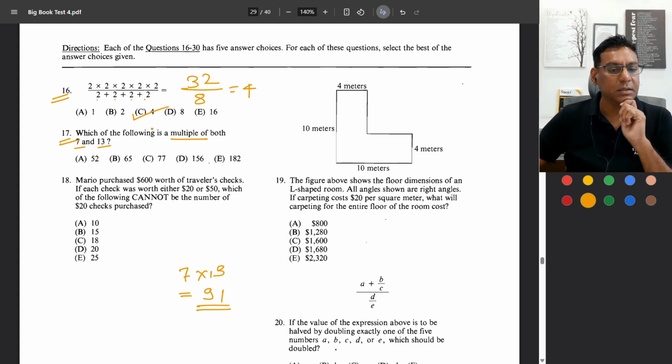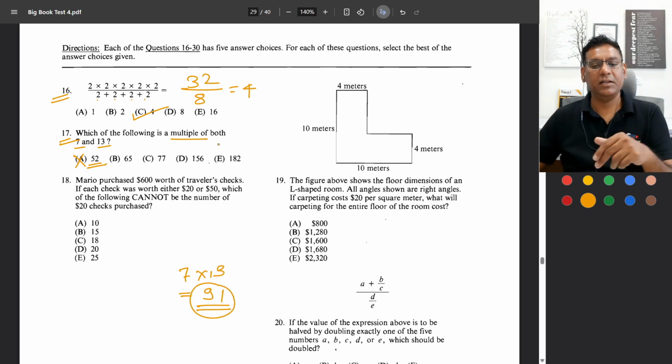So what is a multiple? Yes, this will be divisible. This is not divisible by 7. This is out. One thing, because I know that it has to be 91 and its multiple, the answer has to be 182, or 2 times 91.